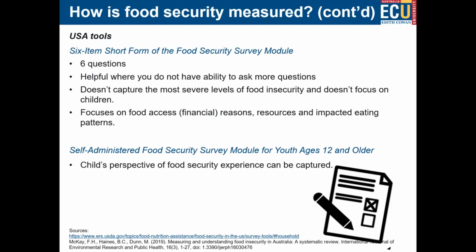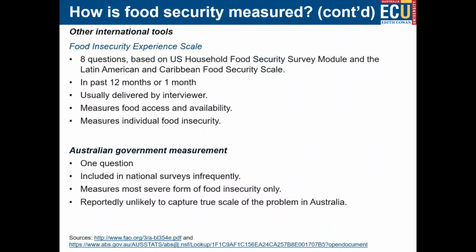Then there is a child version. So that's a self-administered food security survey module for children aged 12 years and above. And that's where children can report their own experience of food security. So they answer 9 questions relating to their experiences, ranging from worry or anxiety down to actually running out of food.